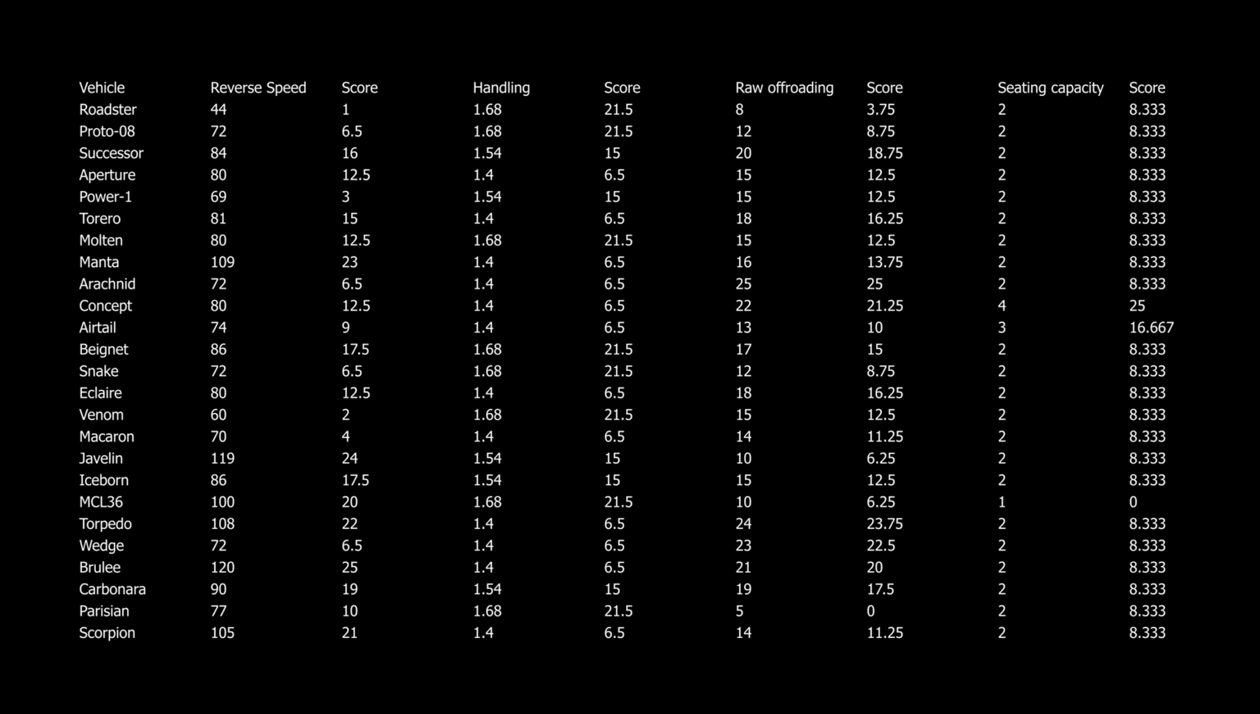Two vehicles tied for the best off-roading: the Torpedo and the Arachnid. And then for seating capacity, every vehicle had a seating capacity of 2, except for the MCL36, which only seats 1, the Airtail, which seats 3, and the Concept, which seats 4.